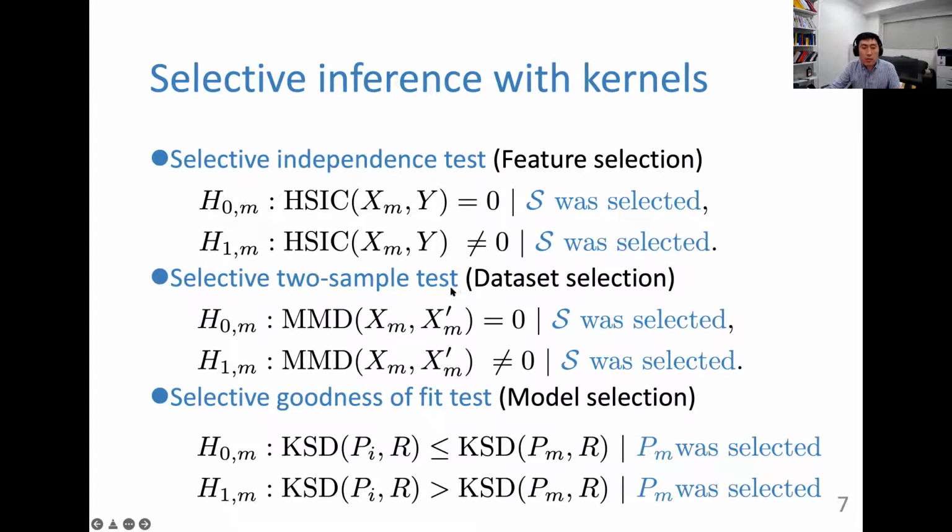Also, we consider the selective 2-sample test. We simply use MMD, because MMD can be used for 2-sample testing. And also for the goodness of fit test, we use the Kernel Stein Discrepancy. So this is a kind of summary, and I'll talk about how to do this in detail.